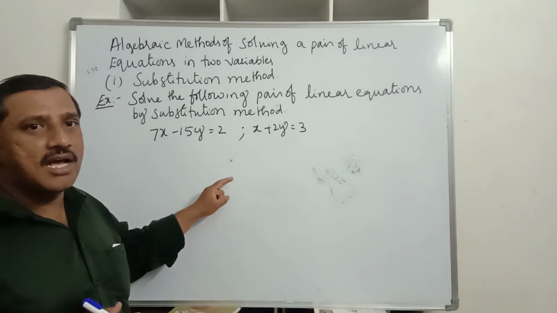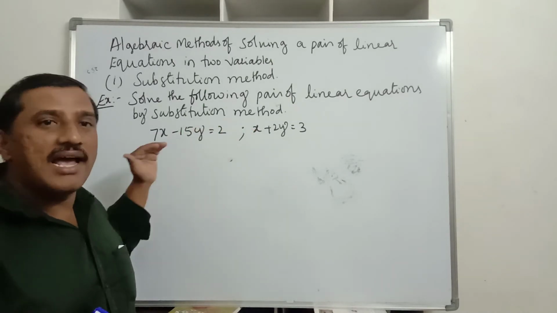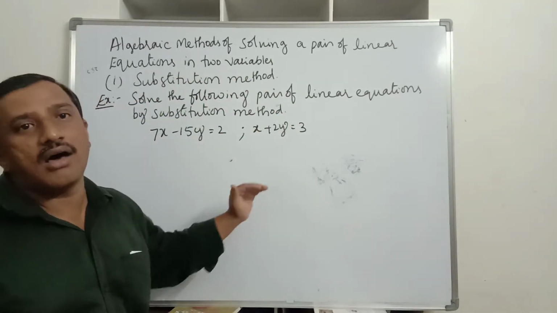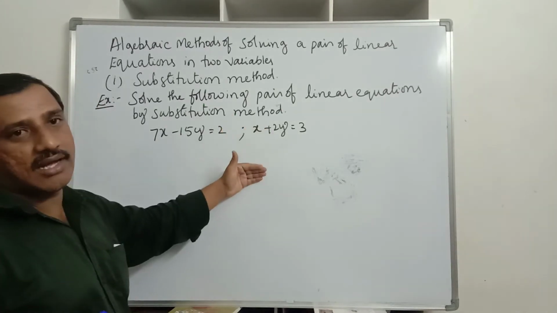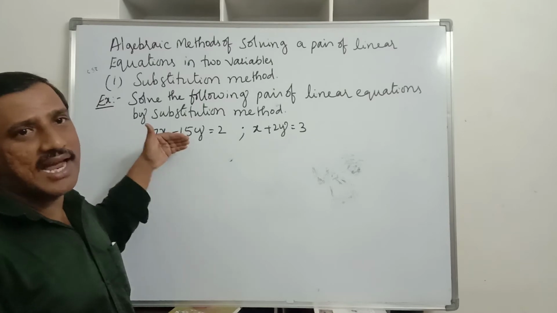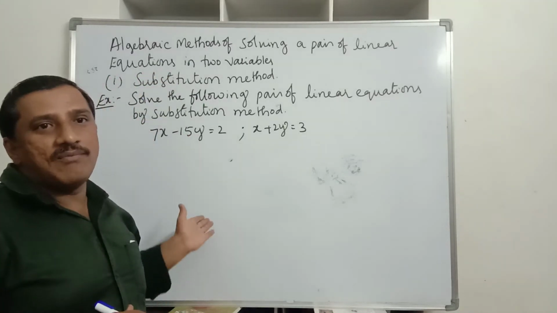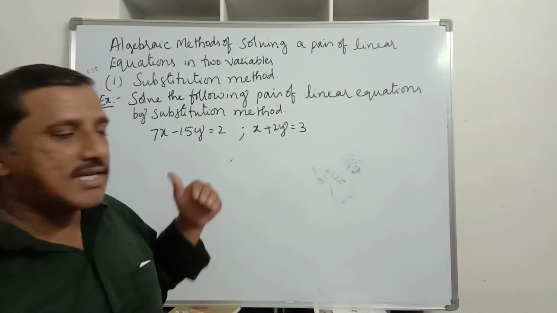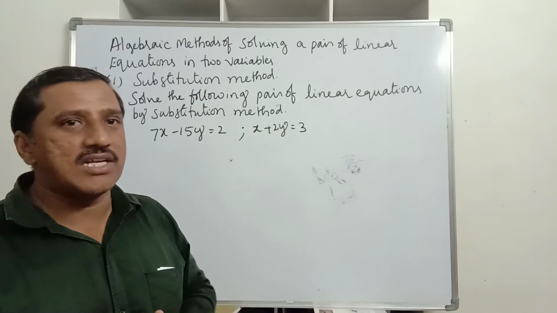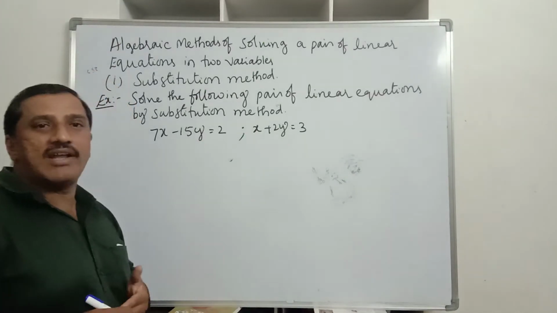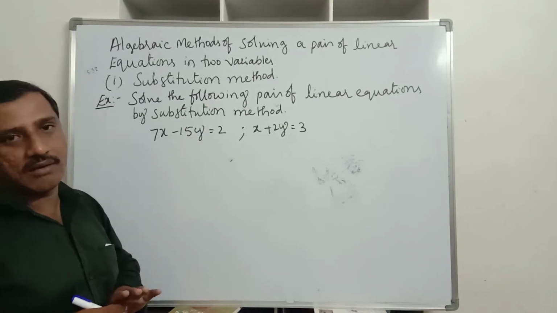What is the first step? From any one equation, write x in terms of y or y in terms of x. Then you substitute that x value or y value in the other equation, so that we can find one variable. Then, as the third step, by substituting that known value in equation 1 or in equation 2, we get the other variable's value. I will explain it by solving this example.